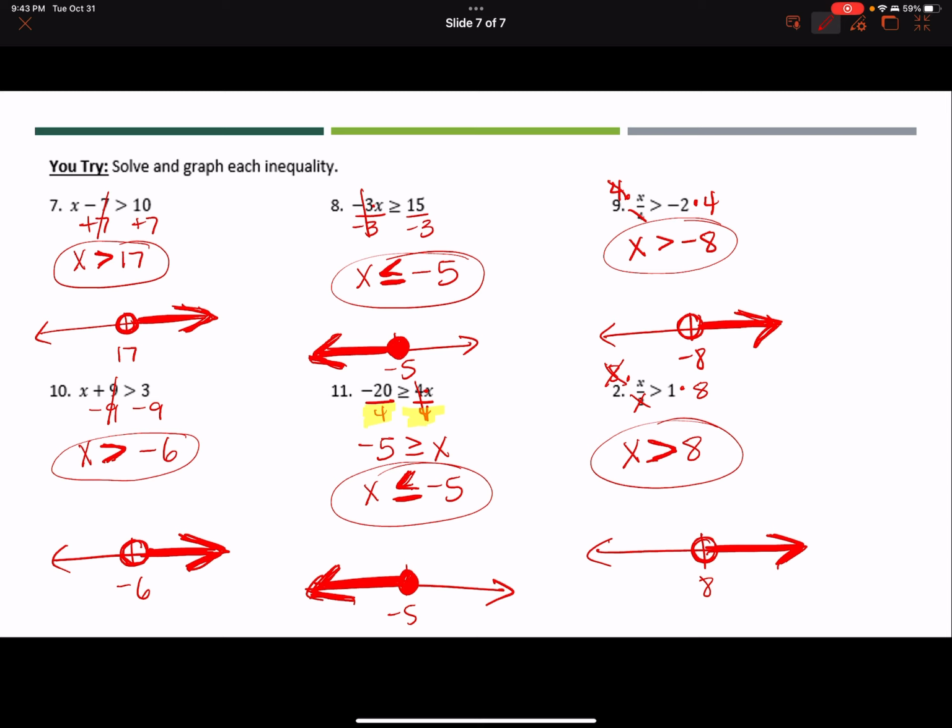And that is all I have for you. So now you're able to solve 1- and 2-step equations, and now you're able to solve and graph 1-step inequalities.